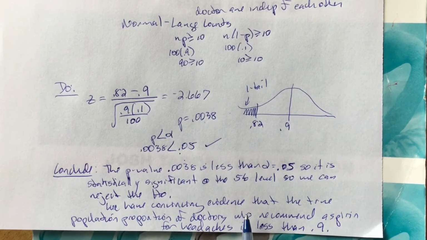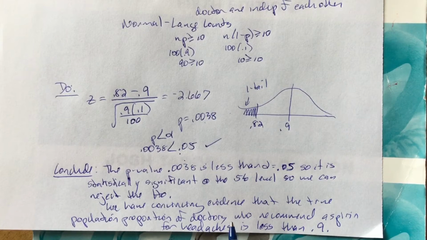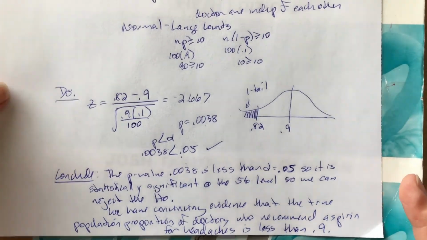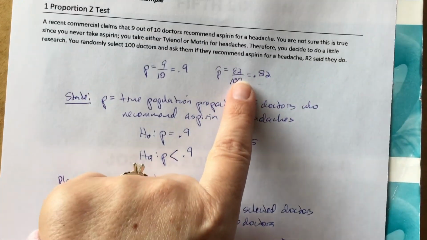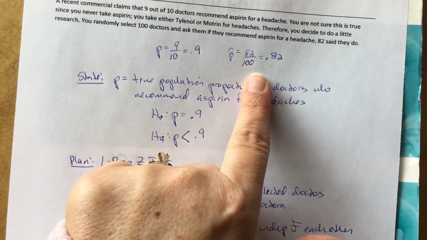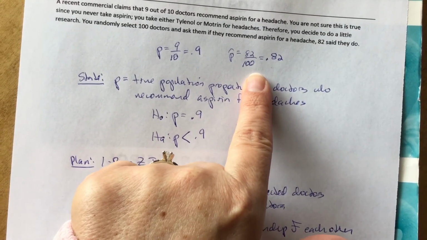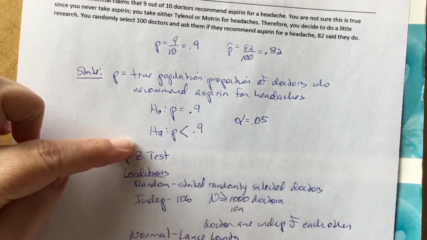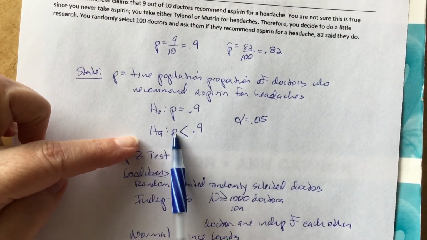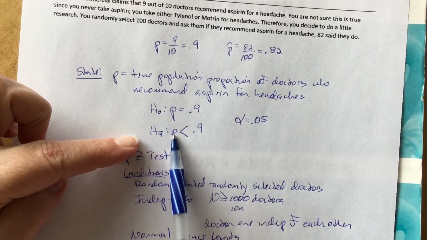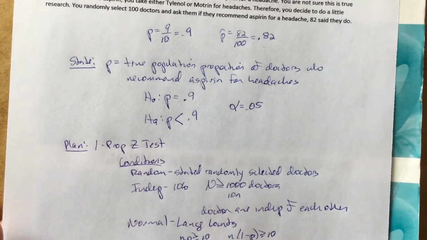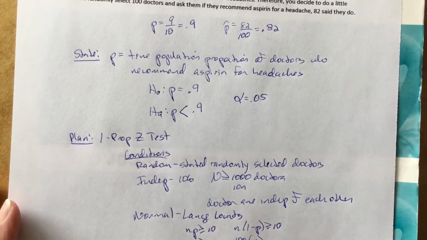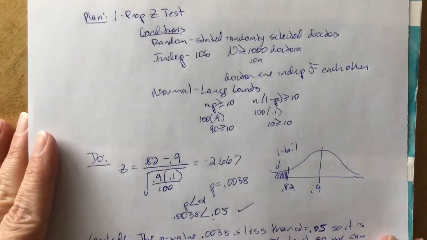Okay, so really all I did, give you a second to look at that, all I did in this sentence right here is read the alternative hypothesis but fill in what p equals. Okay, so again, since the probability that this would have just happened by chance is so low, something had to have made it happen. So therefore I will reject the H0, and I will say I do have evidence that the true population proportion of doctors who recommend aspirin for headaches is less than 0.9. Okay? So that is our one proportion z test in a nutshell.